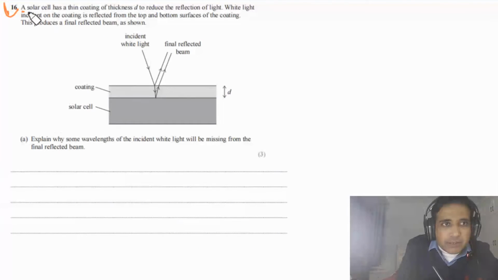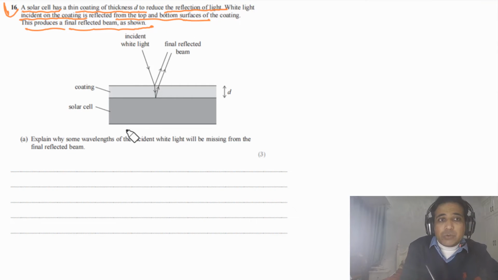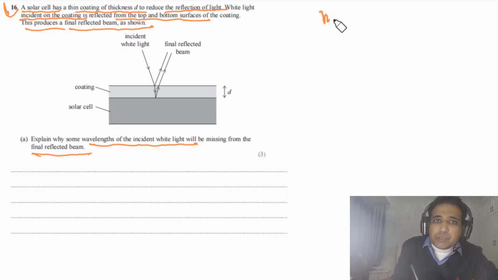Question 16 says a solar cell has a thin coating of thickness d to reduce the reflection of light. White light incident on the coating is reflected from the top and bottom surfaces of the coating. This produces a final reflected beam as shown in the figure. For part A, explain why some wavelengths of the incident white light will be missing from the final reflected beam. So simply the question is asking us why the wavelengths are missing.